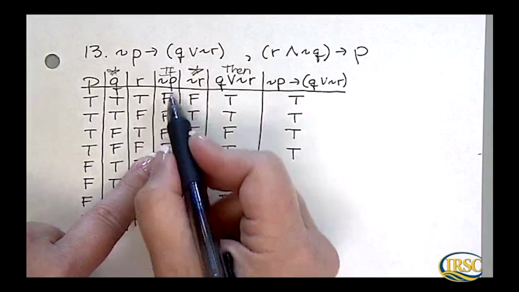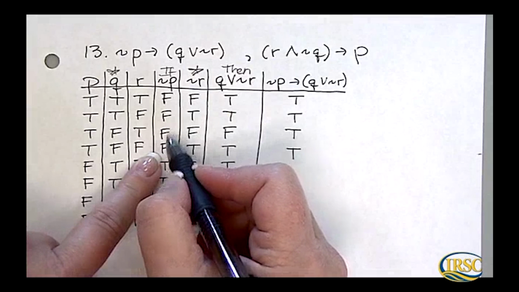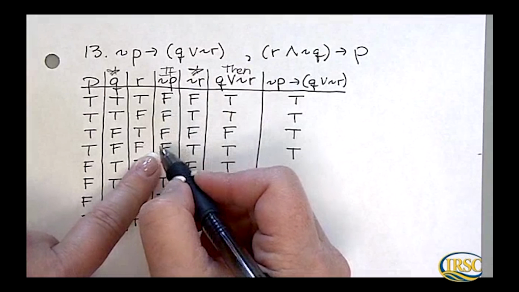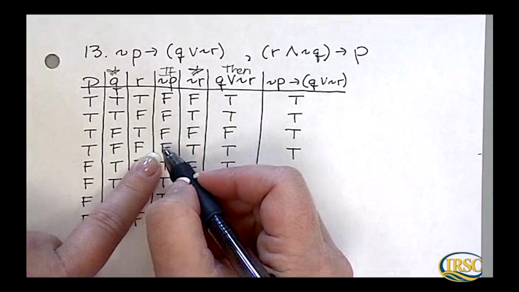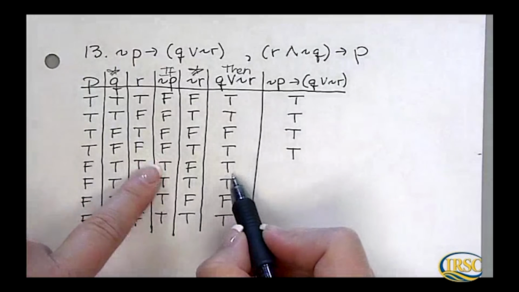Pretty much if the if part is false, I already know it's broken the pattern. And so these are all true. Okay, if the if starts out with a false, the only time that it's false is if true, then false. Okay, next row.